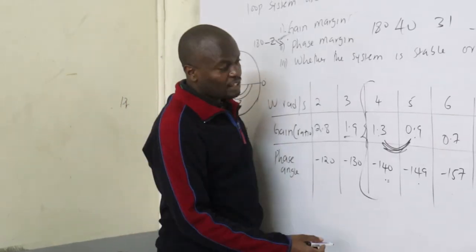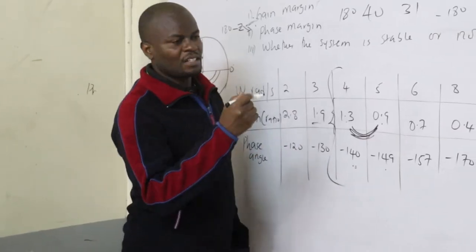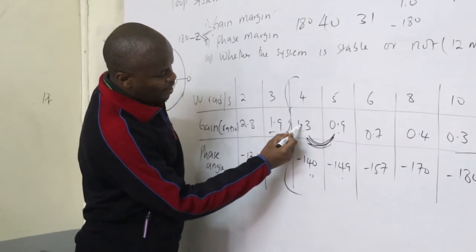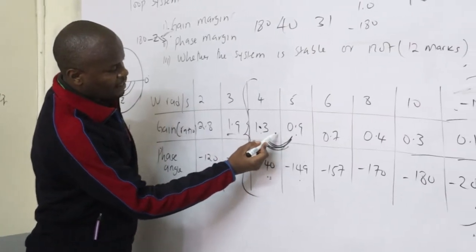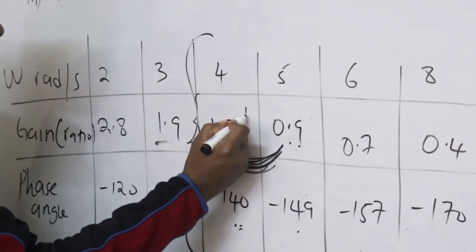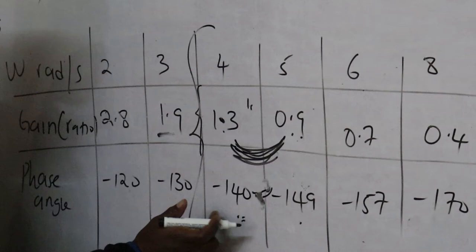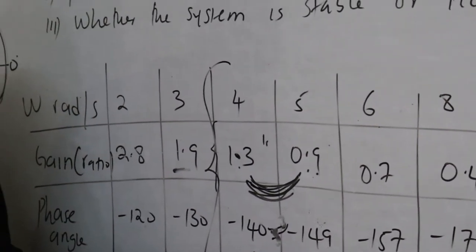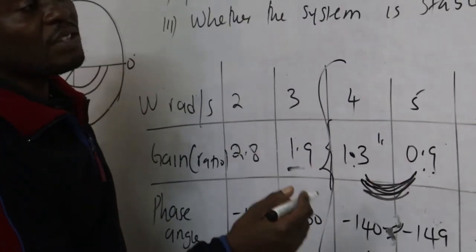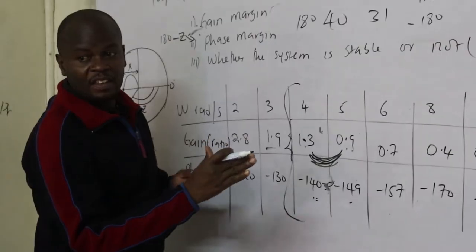So the most important thing, I'm not going to give you answers, but what is important is that you know what you are supposed to do. So in this case, if you have 1.3 and 0.9, you will know that this one is between that. If you look at the angles, the angle that is in between there is 149. So that will guide you so that when you are obtaining the phase margin, you are able to get what is within that range.